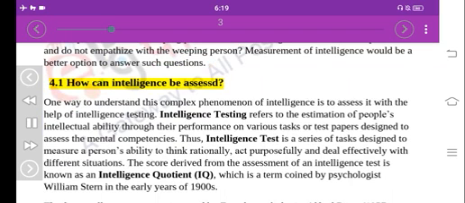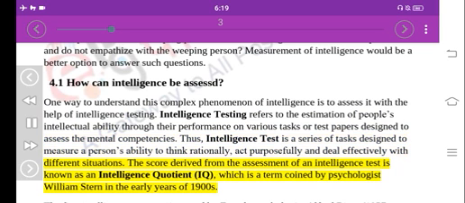4.1 How can intelligence be assessed? One way to understand this complex phenomenon of intelligence is to assess it with the help of intelligence testing. Intelligence testing refers to the estimation of people's intellectual ability through their performance on various tasks or test papers designed to assess mental competencies. Thus, an intelligence test is a series of tasks designed to measure a person's ability to think rationally, act purposefully and deal effectively with different situations.